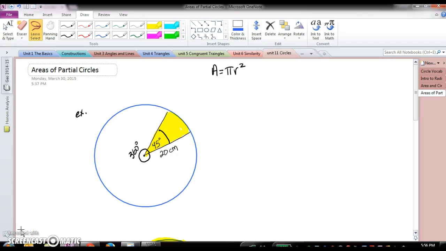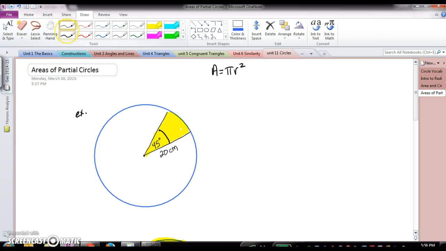All right, guys, so no new formulas today. We're still working with area of a circle, but this time we are going to be really specific about how much of the circle we're interested in. So I'm just going to go right into examples and show you what I mean here.